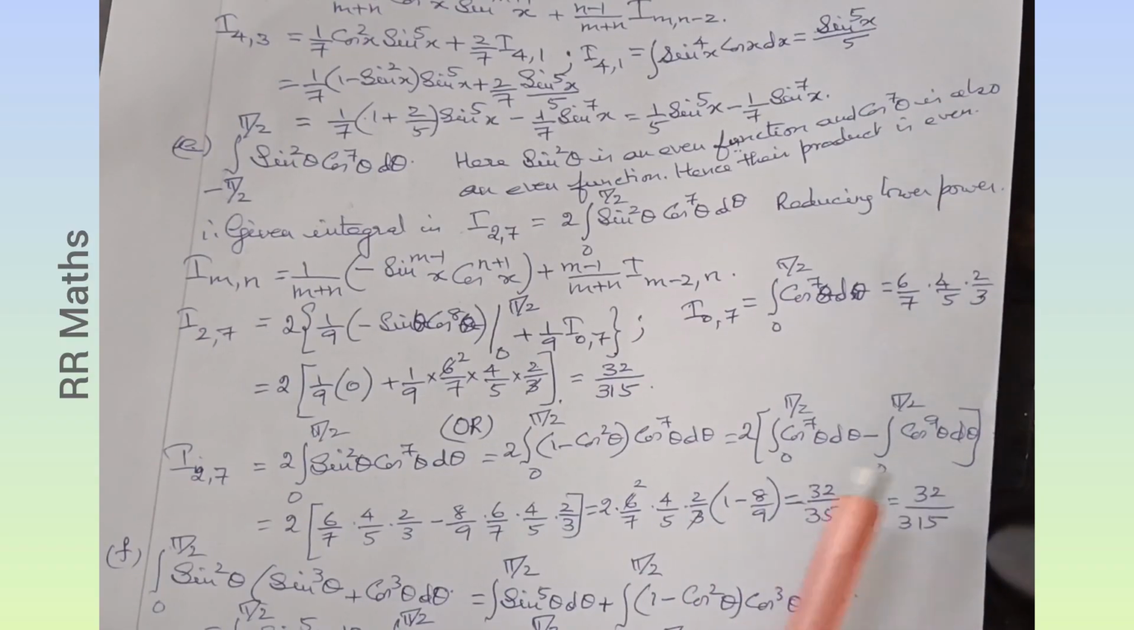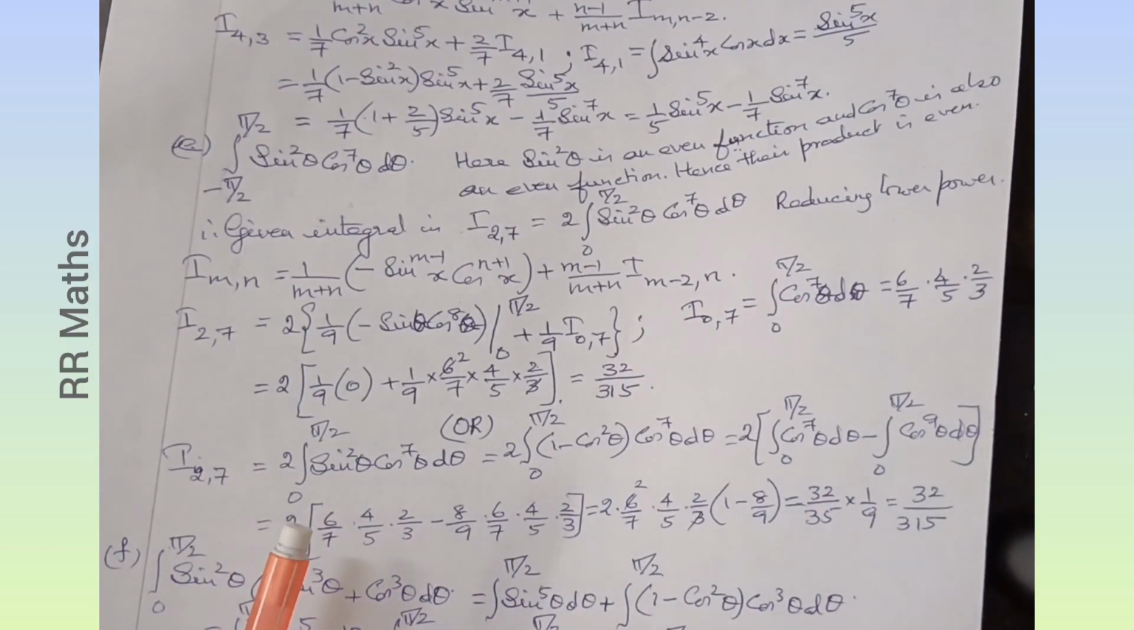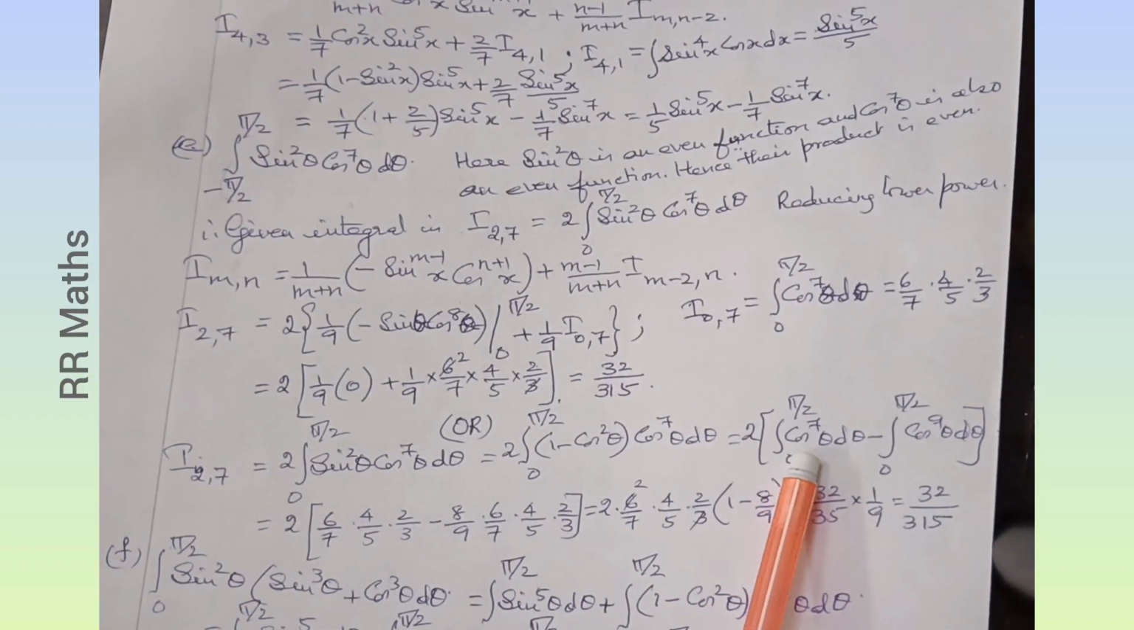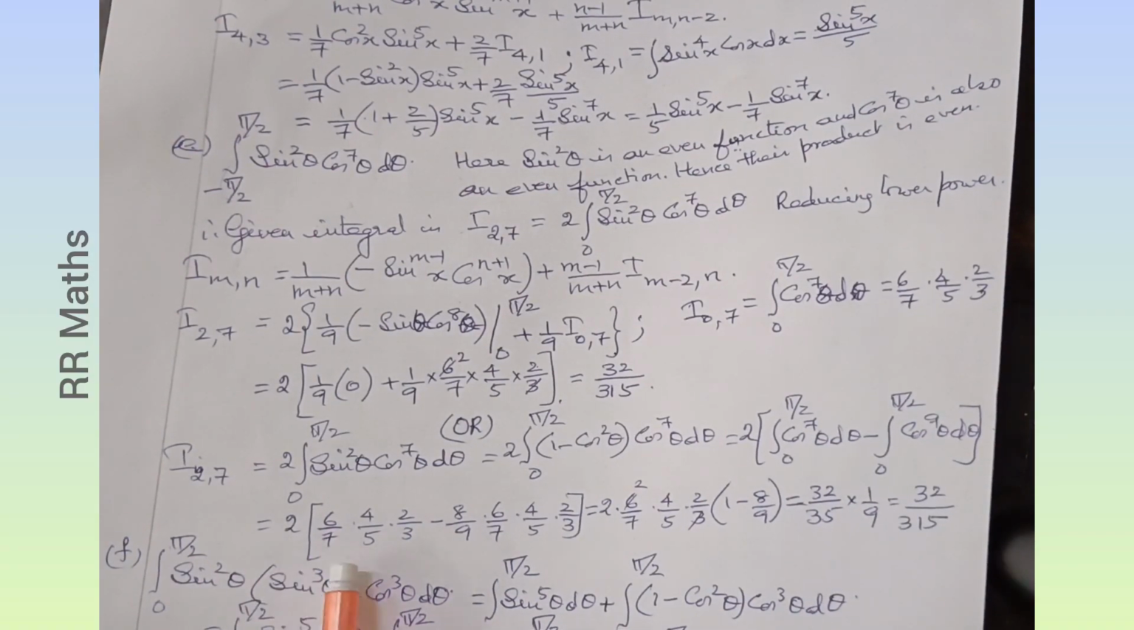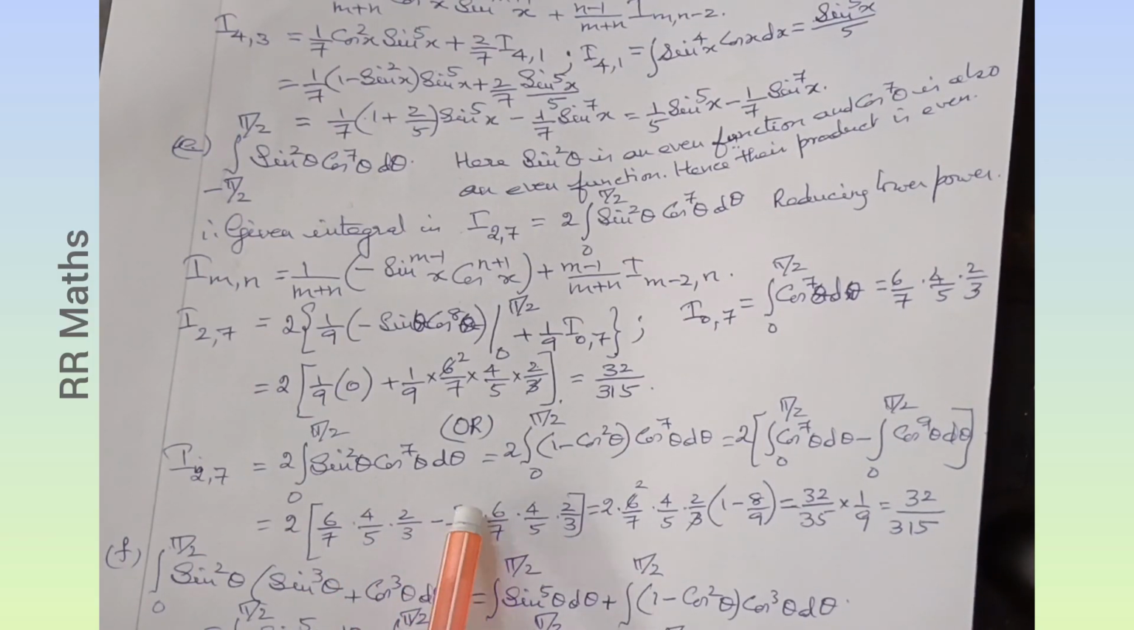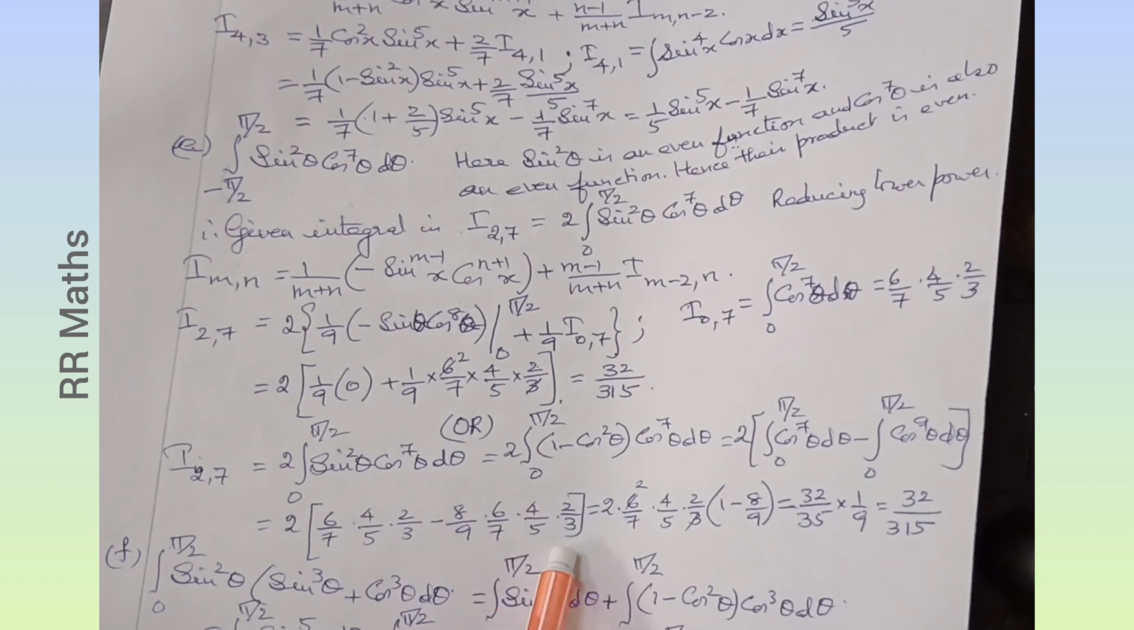So for both these separately you apply your reduction formula where n is 7 here and n is 9 in the other integral. So 2 times, for the first integral it is 6/7 into 4/5 into 2/3, minus, for the second integral it is going to be 8/9 into 6/7 into 4/5 into 2/3.